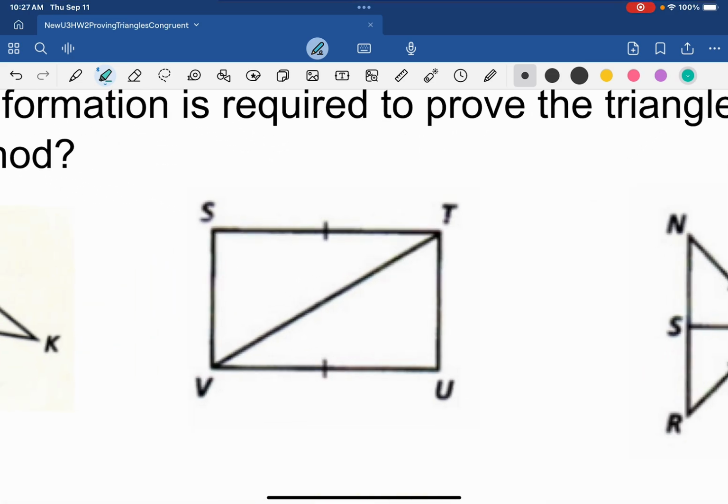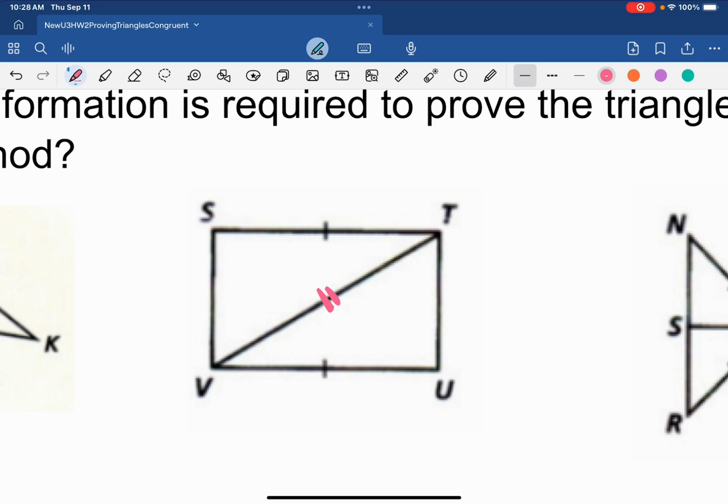First of all, remember that there are three things that we can look for in our proofs. We can always look for vertical angles, we can look for reflexive pieces, and we can look for parallel lines that will lead us to some congruent angles. So when I look at this quadrilateral here in the middle, I know that I can go ahead and mark that VT is congruent to itself. That is our reflexive property.